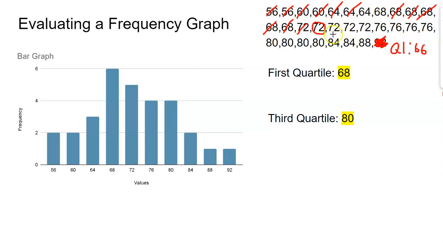Now for the third quartile. So 1, 2, 3, 4, 5, 6. And then again, we have two values in the end. Find the average. So the average between 76 and 80 is 78. And remember, quartile 2 is the median. Don't forget about that. So that's what happens if you have an odd number of values.